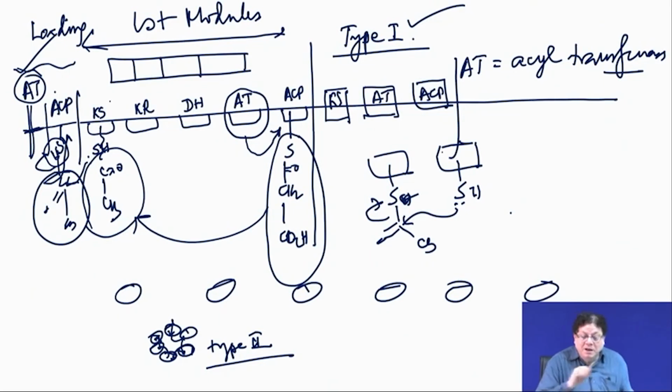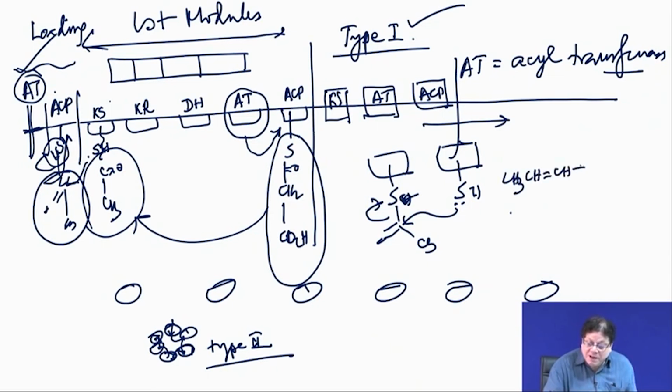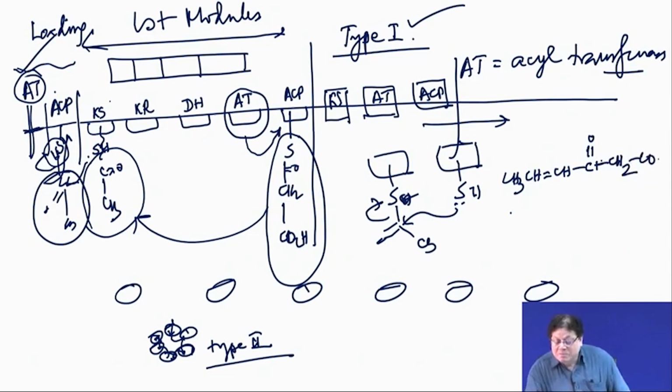Then what will happen? If I ask what is the product at this end, then what will be the product? I can write it: CH3, then CH double bond CH, then CH double bond CH, then CO, then CH2, then CO ACP, SACP basically.